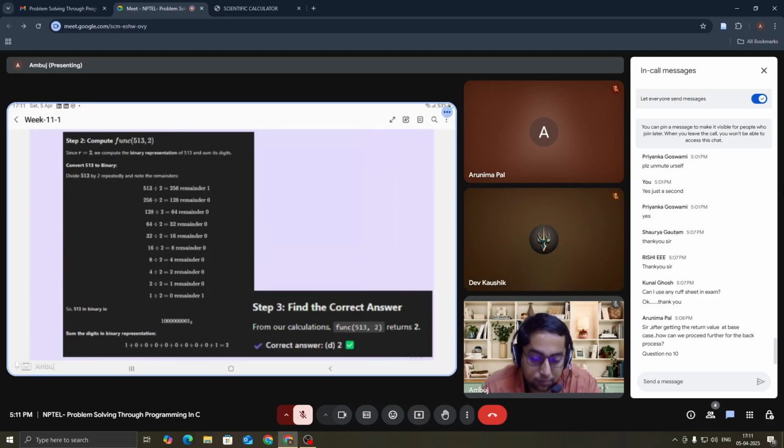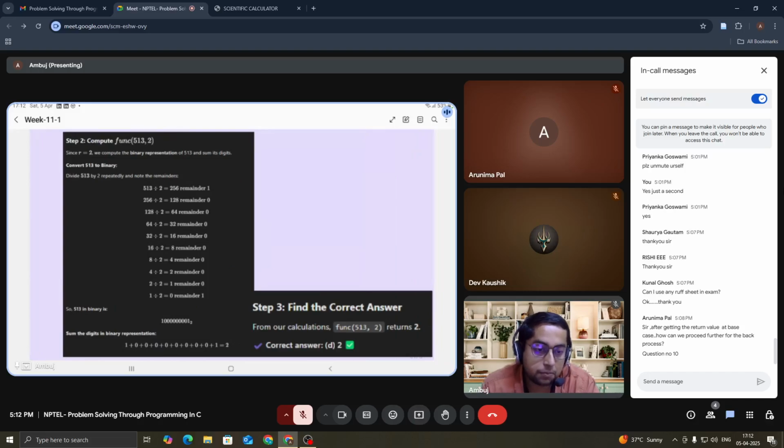Similarly, when you proceed, you just have to understand the flow. So 128 divided by 2 was 64. So the remainder is 0. So 0 plus that particular function n by r, comma r. Here n by r is 64 and r is 2 always in this case.